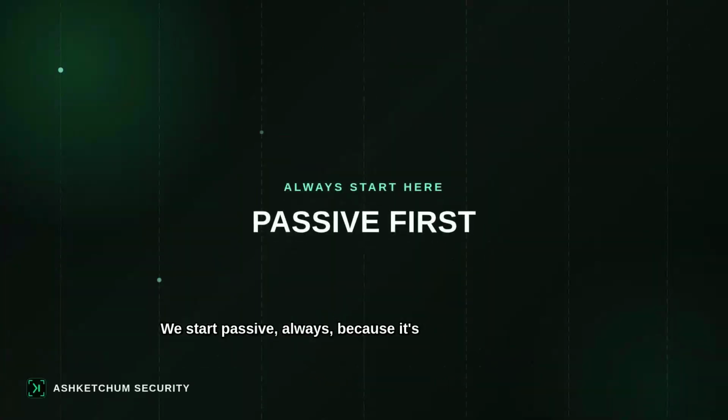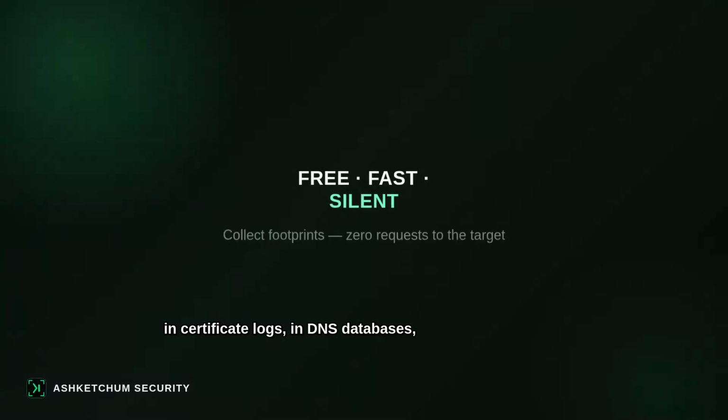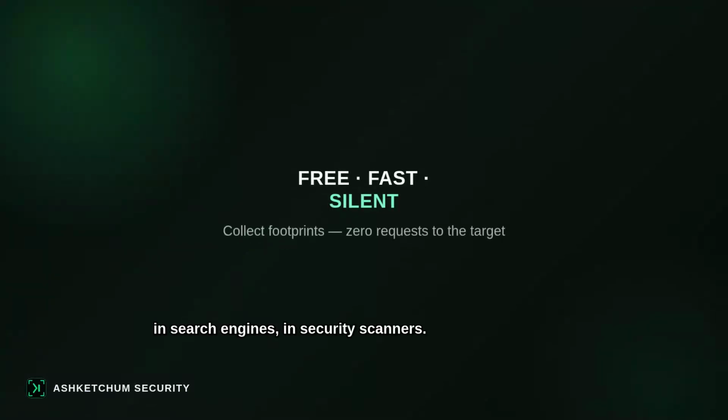We start passive, always, because it's free, fast, and completely silent. The idea is that every subdomain a company has ever exposed leaves footprints all over the internet, in certificate logs, in DNS databases, in search engines, in security scanners. Passive enumeration just collects those footprints from dozens of third-party sources and merges them into one list. You get hundreds of subdomains before you send the target a single request.